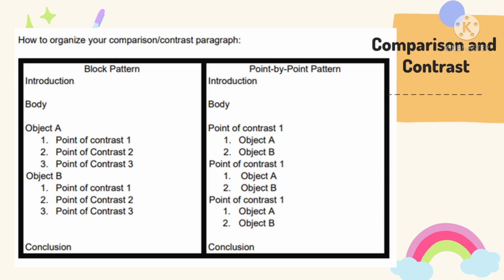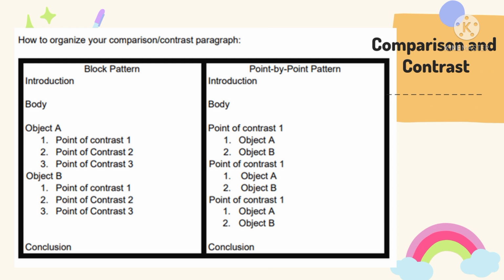You can use 2 patterns in comparing 2 objects. It can be the block pattern or the point-by-point pattern. In the block pattern, you have to introduce first your topic. You provide the body by explaining first about object A, and then you have to give the points of contrast 1, 2, and 3. And also, you will have to discuss your second object and give the points 1, 2, and 3, and finally draw your conclusion.